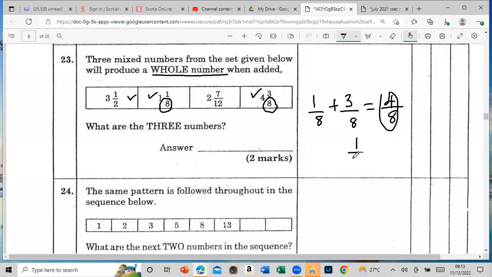And what do you notice about 3.5? Yeah, if we just add 3.5 to a half, and you get, what is 3.5 plus a half?